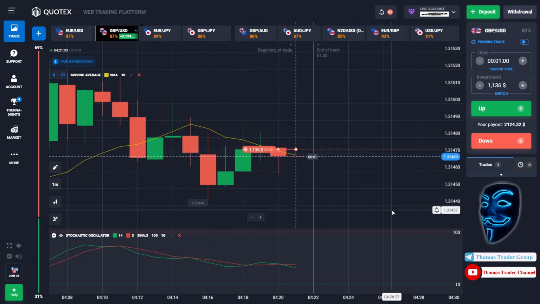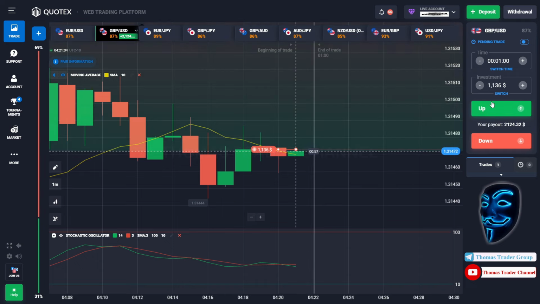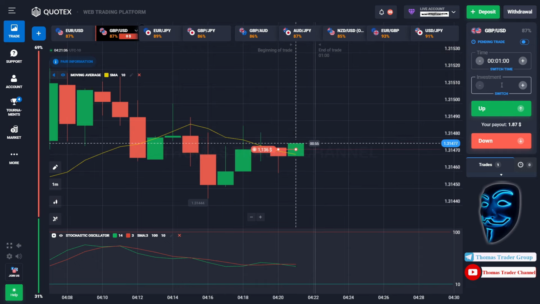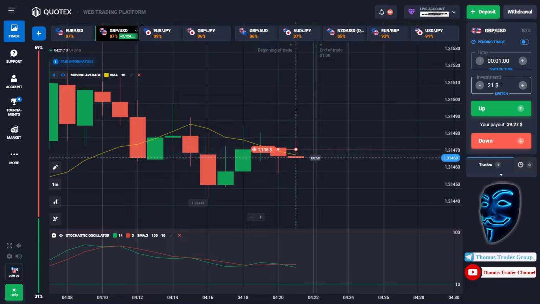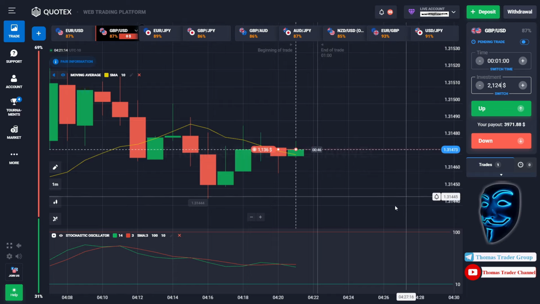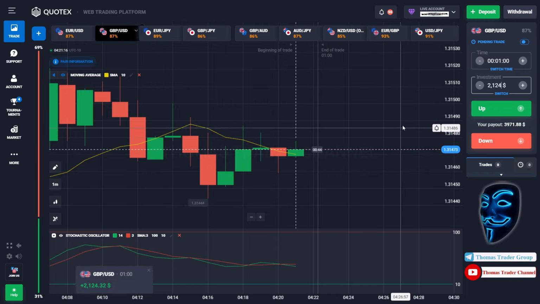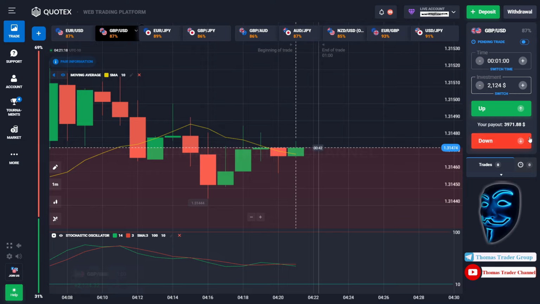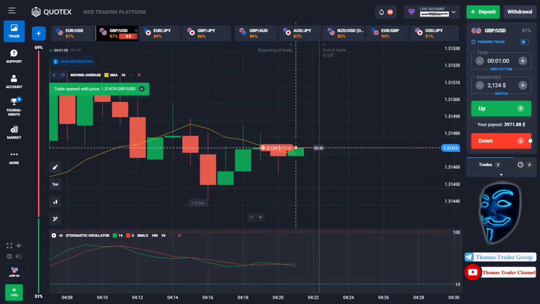Position over here, we made a profit of $2,124. Let's change our investment into $2,124. And over here, we still can open sell for 1 minute.